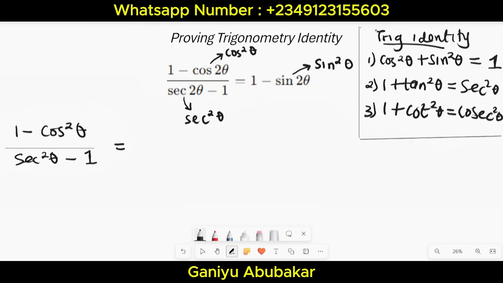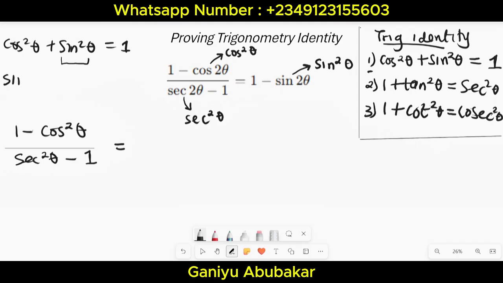Now, looking at this upper one here, what I'm seeing in this numerator can be observed in number 1. I can see cos theta and 1. So here's the idea. I'll pick out the first one, cos squared theta plus sine squared theta equals 1. If I try to make sine squared theta the subject, I'll be having what I'm having here.